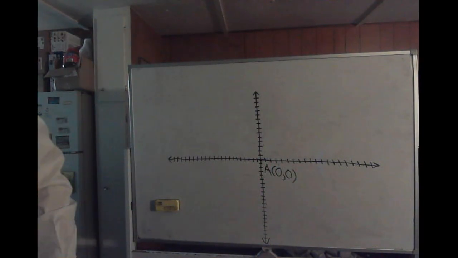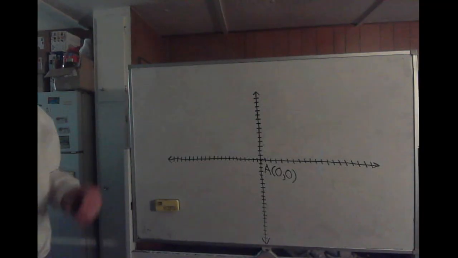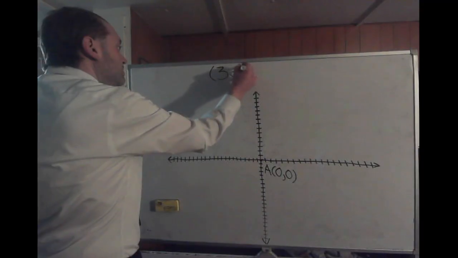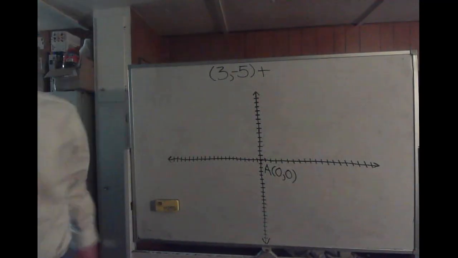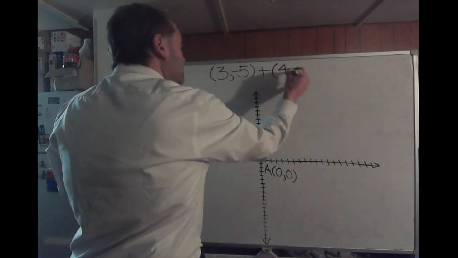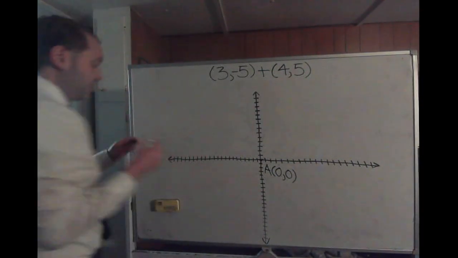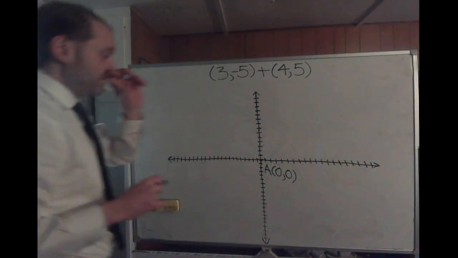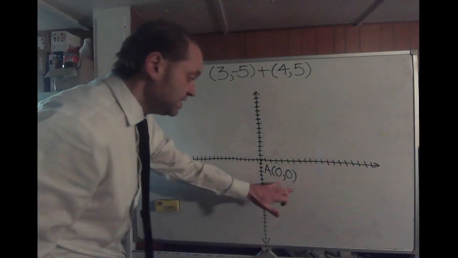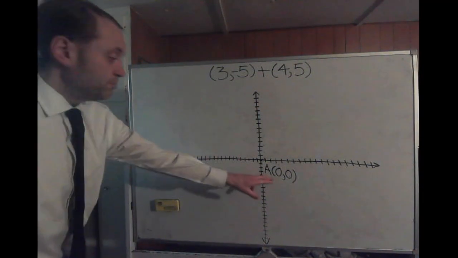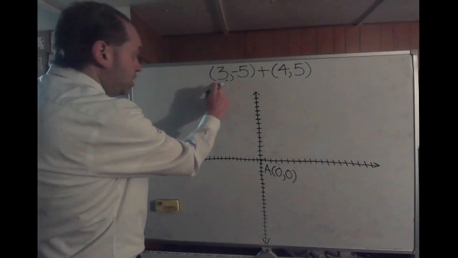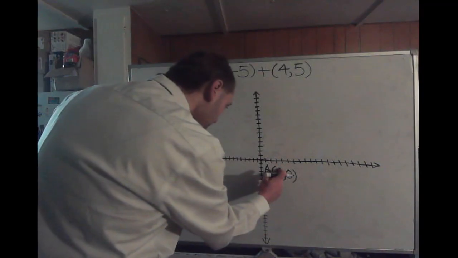Now what if, let's see, so I'm going to add 3, negative 5 plus 4, 5. So I am adding these two vectors of 3, negative 5 and 4, 5. Well, okay, first off, if I started at the origin of 0, 0, that tells me from point A to point B, I need to go over to the right 3 and down 5.